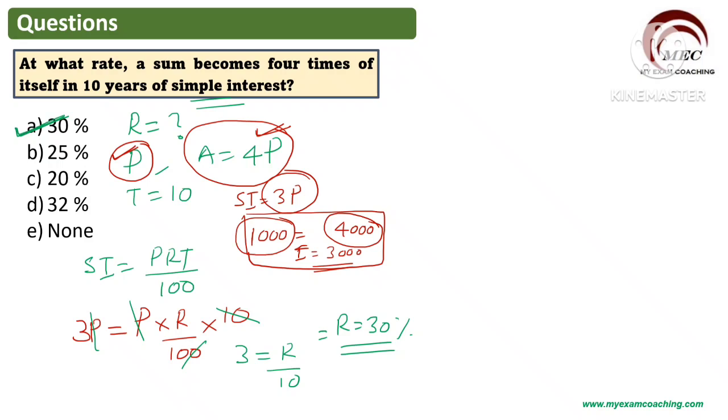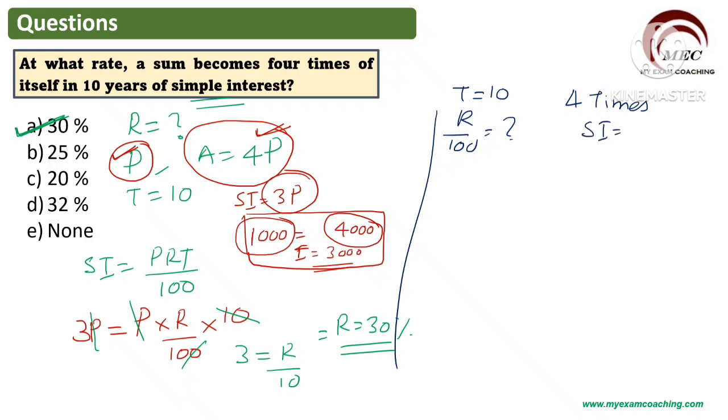Now let me tell you once again with a shortcut method. We want to find the simple interest. Time is given as 10 years, and at what rate, R by 100, that is what we have to find out. A sum becomes 4 times itself. Whenever we have 4 times, immediately write that interest will be equal to 3P. This is the thing we need to remember.